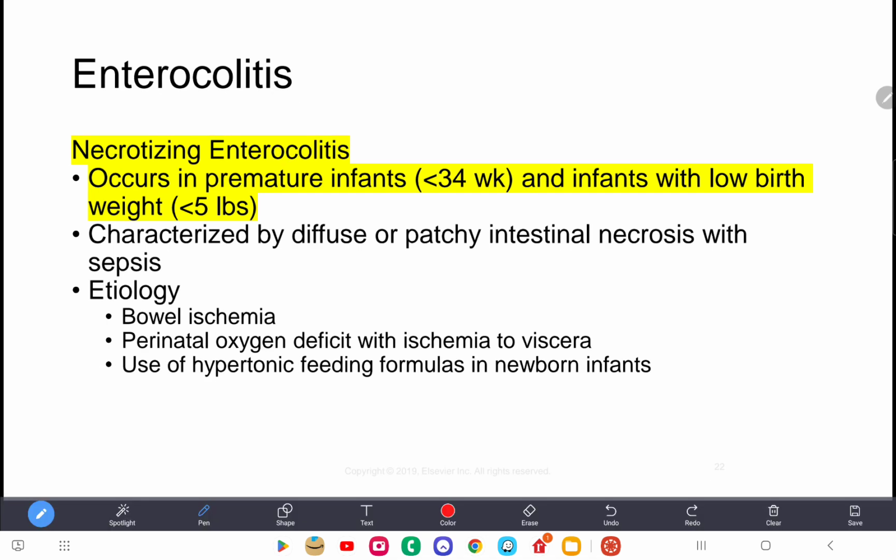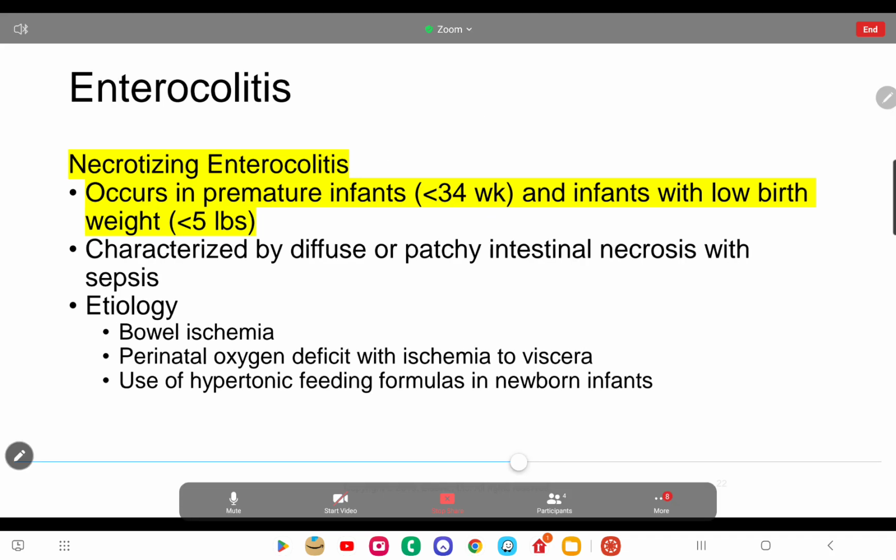Remember, another name for necrotizing enterocolitis is just NEC. Necrotizing enterocolitis is extremely related to premature babies. Remember, it's not 34, it's 37. Less than 37. Premature baby with diarrhea, necrotizing enterocolitis. It's necrosis of the colon. You see bowel ischemia, that's necrosis.